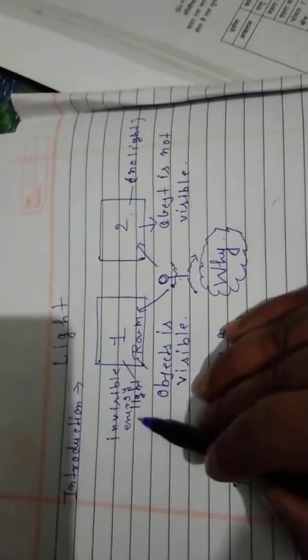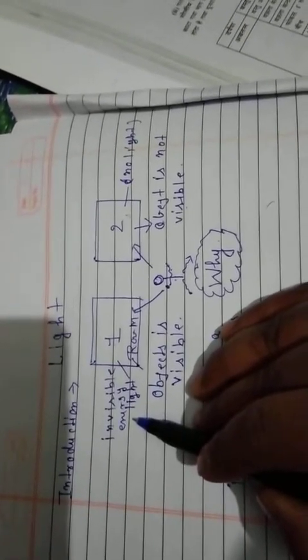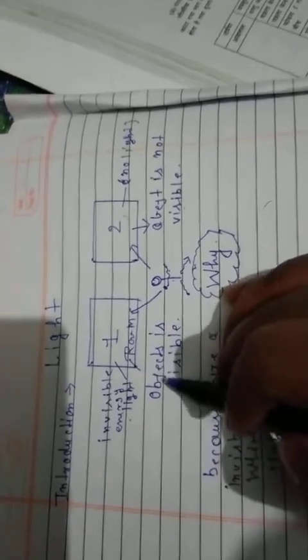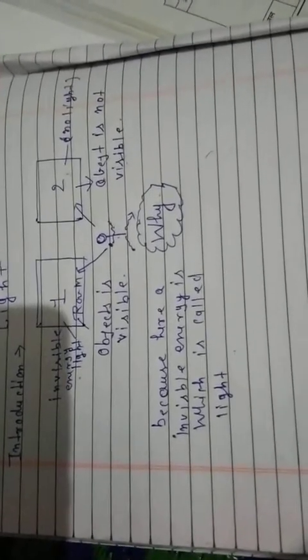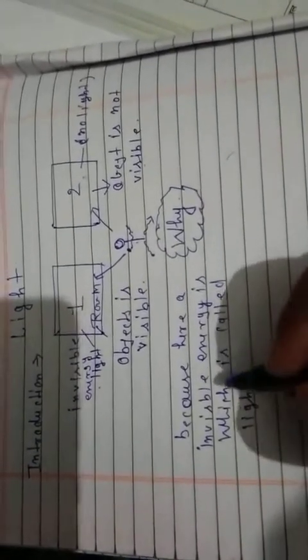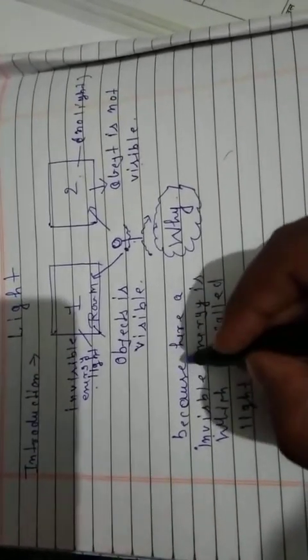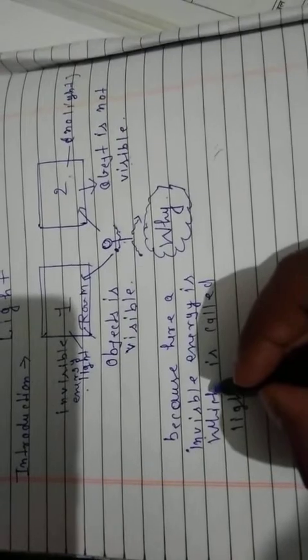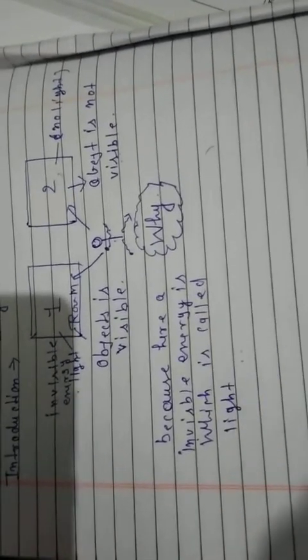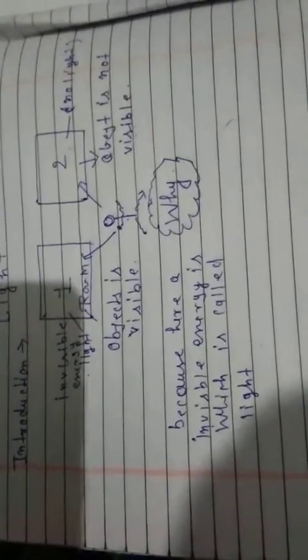So in room number 1, invisible energy is present, by this we are able to see the objects, and in room number 2 no invisible light is present, so we are not able to see the objects. That invisible energy by which we are able to see is known as light. Okay, how does this invisible energy make objects visible?